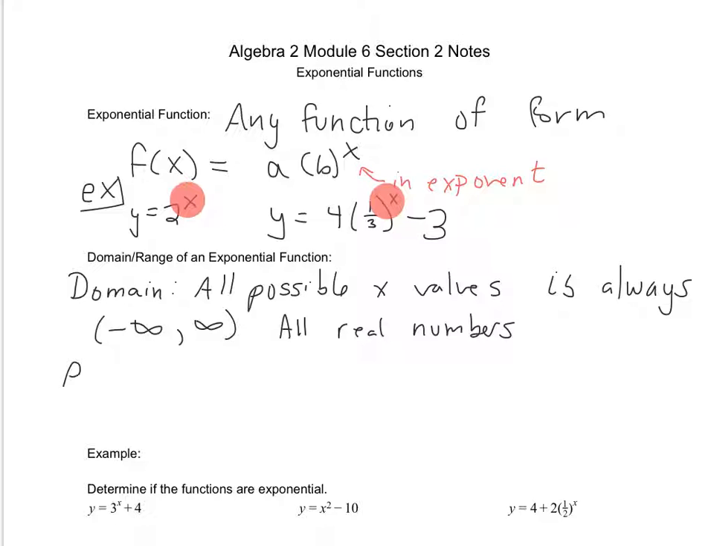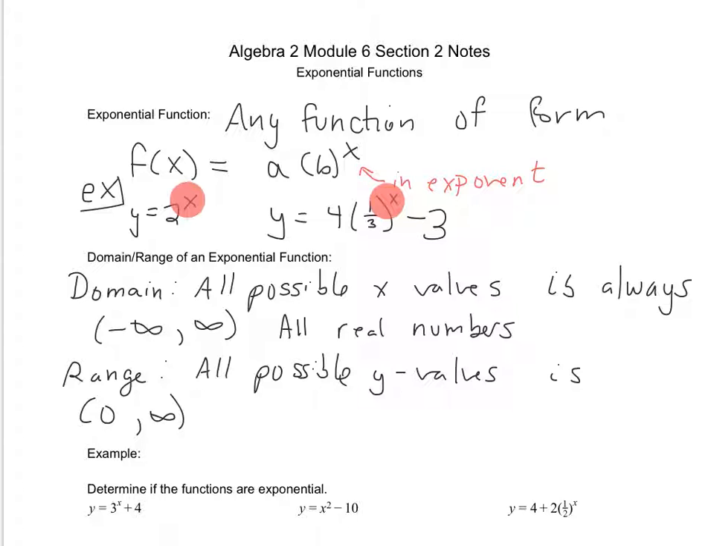The range, which we define range to be all possible y values, it is not always the same. It is always, for a traditional exponential function, 0 to infinity. So you cannot have negative numbers. I cannot put any number in for x in an exponential function and get 0. And I cannot get any negative number. I always get a positive number. So always positive. So it's always 0 to infinity unless there is a shift.